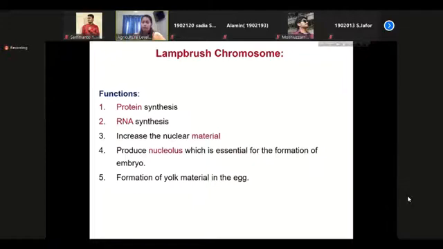I told you at the beginning where the Lamb-Brush chromosomes are mostly found. They are mostly found in the oocytes. Oocytes means the growing eggs, or the growing cells which start to produce the embryo. So for formation of the embryo, the egg yolk has the Lamb-Brush chromosome, and these are very important for producing the egg yolk of a fertilized egg. They are essential for producing the egg material as well as embryo development.